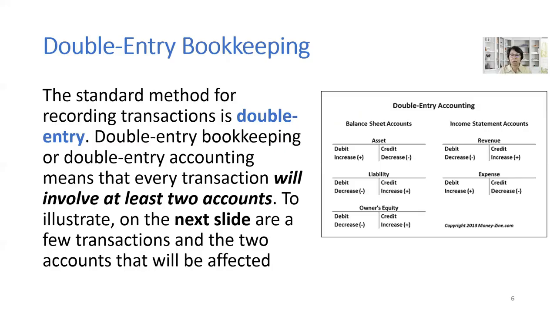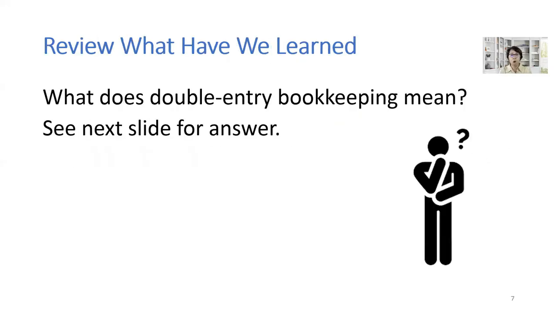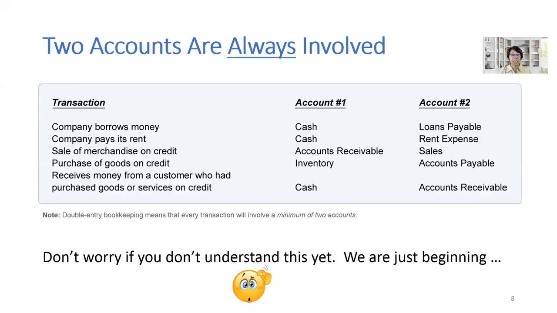You can't just write a check and not say, where did the money go? That's called double entry bookkeeping. Double entry bookkeeping means it always involves two accounts. And you cannot debit the same account. You can't debit cash and credit cash because that is zero. So you always have to have two different accounts. So what have we learned so far? What does double entry bookkeeping mean? I just said it. It means two accounts are always involved.